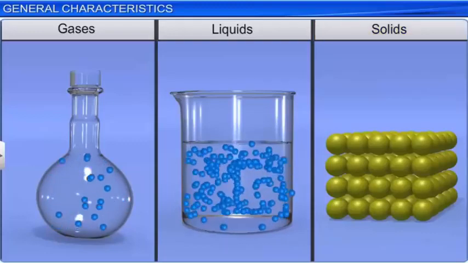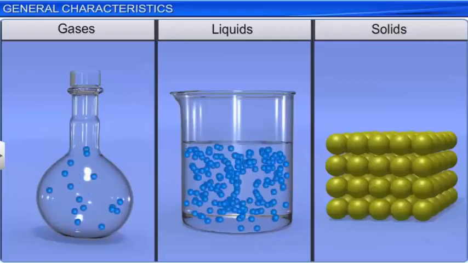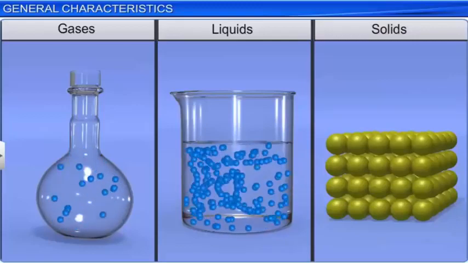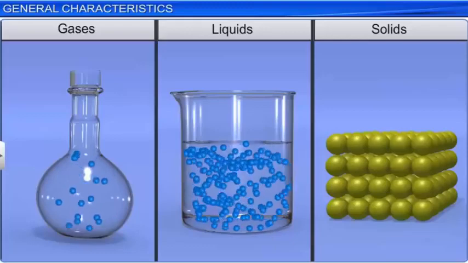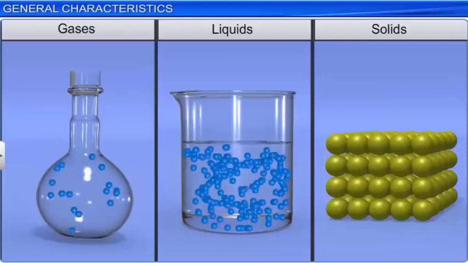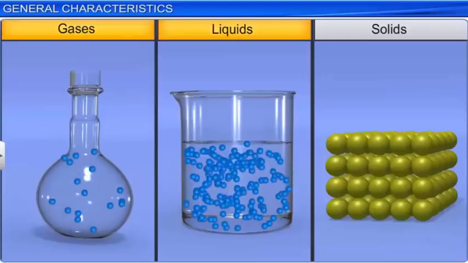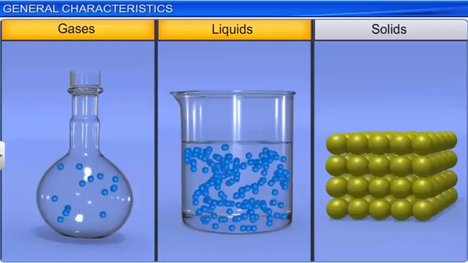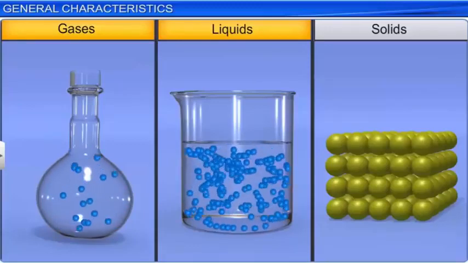As a consequence, they can translate randomly, rotate, and vibrate. Gases and liquids, thus, have the ability to flow and take the shape of their container.